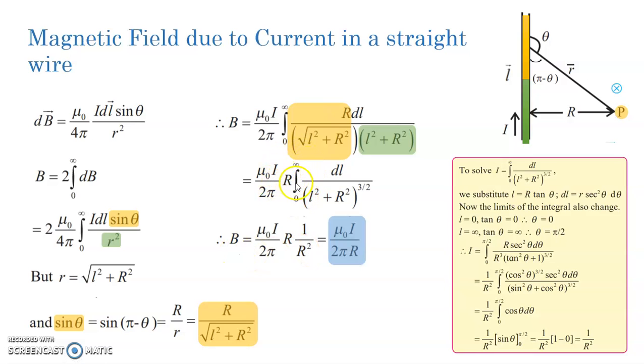Capital R over here has come out of integration sign as it is constant. So we get B is equal to mu naught I divided by 2 pi R multiplied by 1 divided by R square, which will be equal to mu naught I divided by 2 pi R. So this is the formula for magnetic field produced at point P due to infinitely long straight wire.